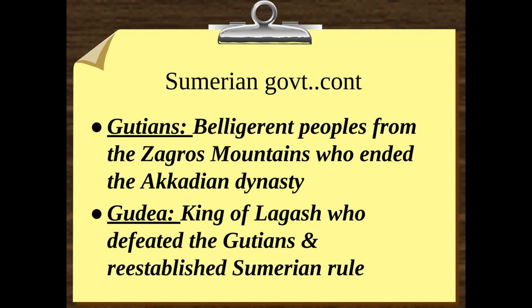So for about 90 years, the Gutians dominated this region, with the exception of the city-state of Lagash, in which there's a king named Gudea who is sometimes referred to as defeating the Gutians. In reality, he just basically prevented the Gutians from subjugating the city.